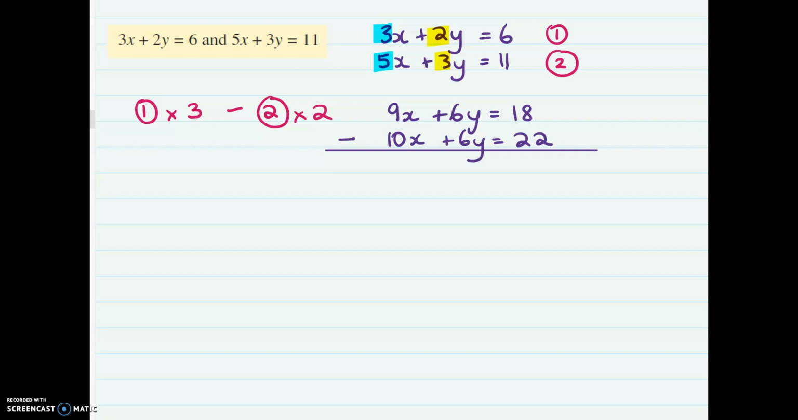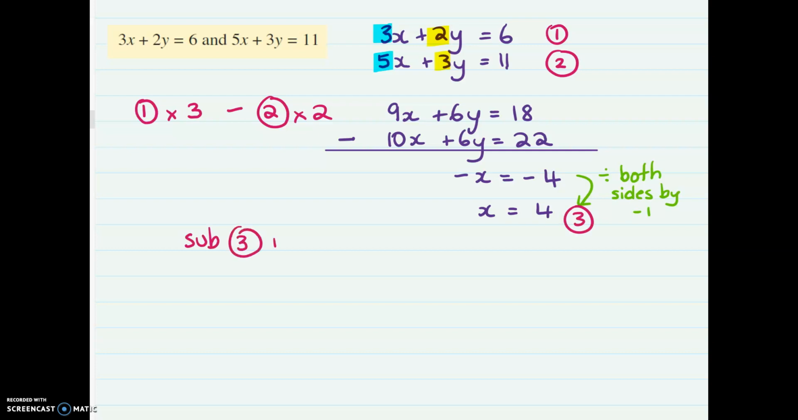So on the left, 9x minus 10x is negative 1x. And 18 minus 22 is negative 4. So positive x must have been positive 4. If you're not sure how to rearrange that, divide both sides by negative 1 to get rid of the negative. So that's equation 3. Sub 3 back into one of those original equations.